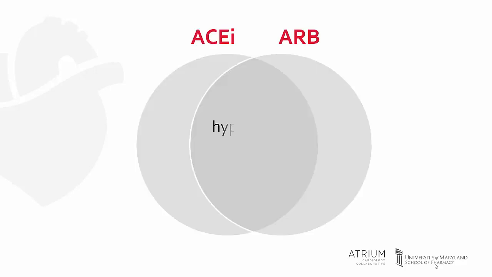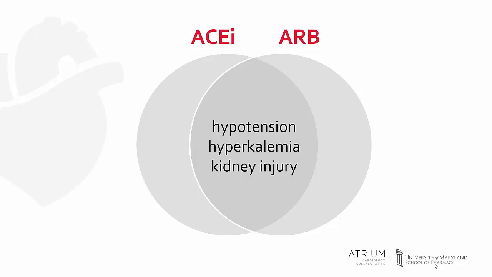In terms of adverse effects, the most common adverse effects that ACE inhibitors and ARBs share are hypotension, which may manifest as dizziness, hyperkalemia, and acute kidney injury. Two adverse effects that distinguish the two are higher rates of cough and angioedema associated with ACE inhibitors.